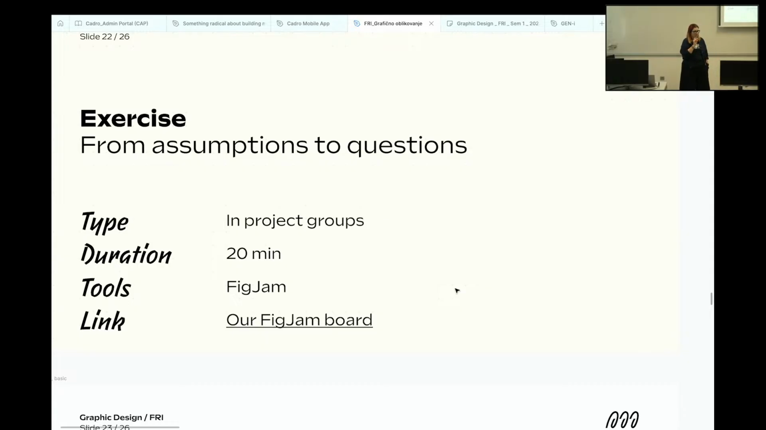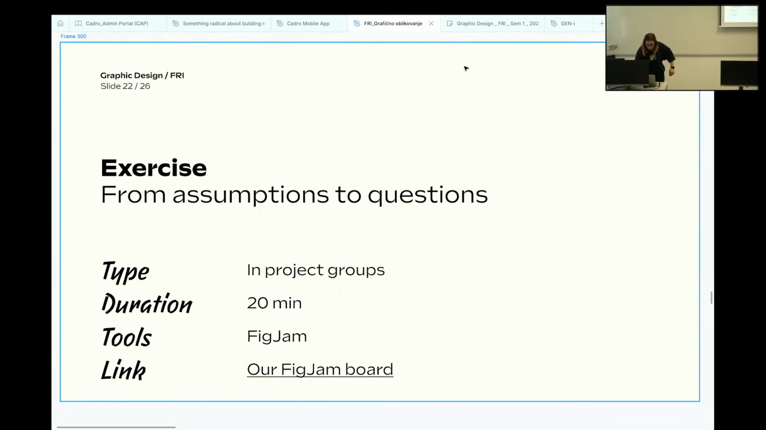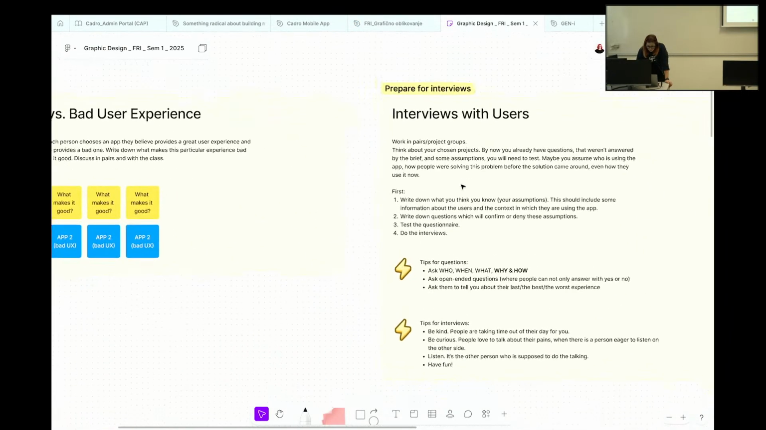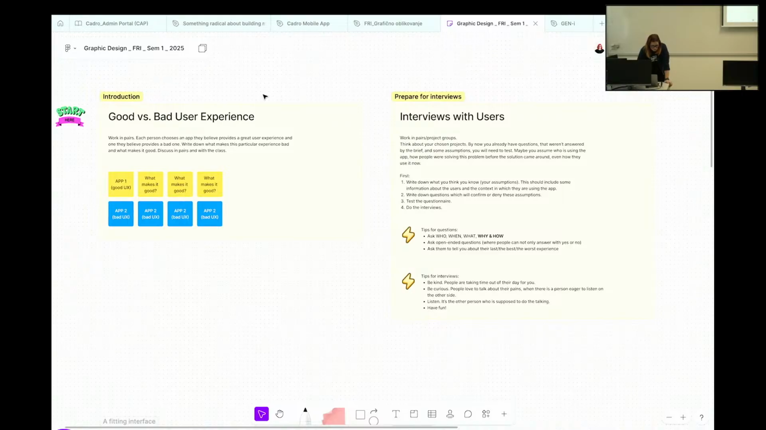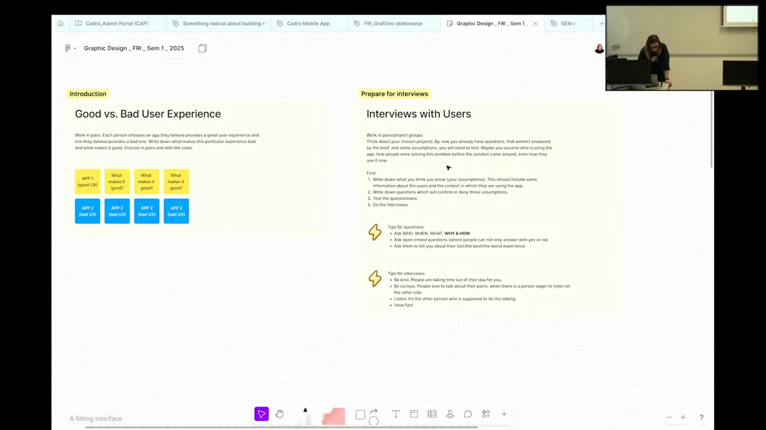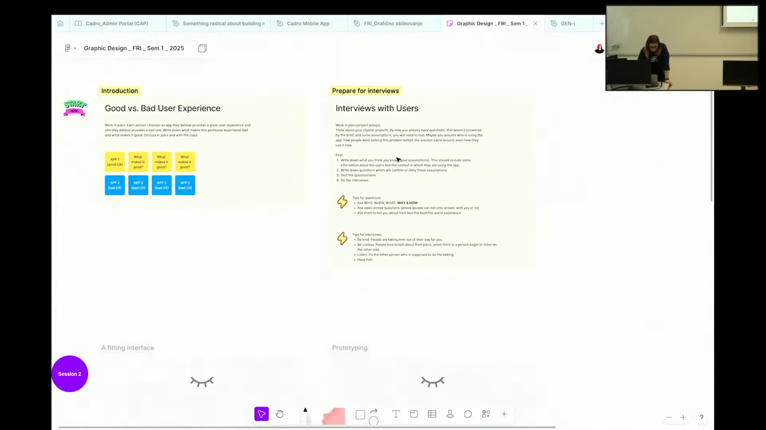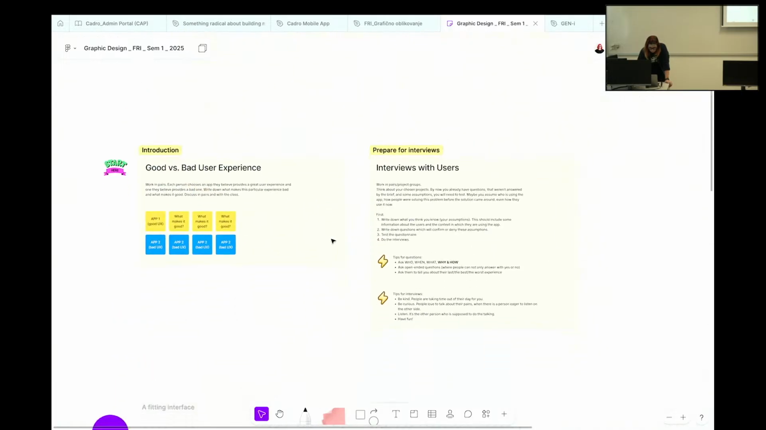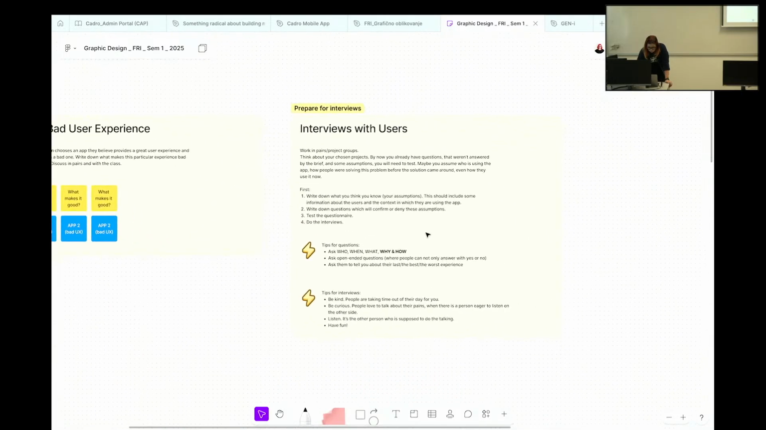Perfect. Interview analysis. Okay, so we won't be doing this right now. This is something that you will do in groups. But there's a link to FigJam, which has all of the instructions for exercises that you need to do.